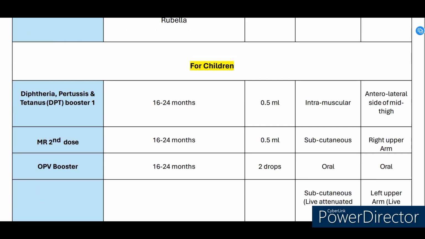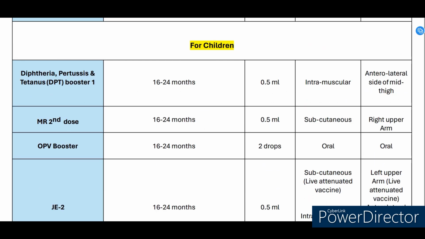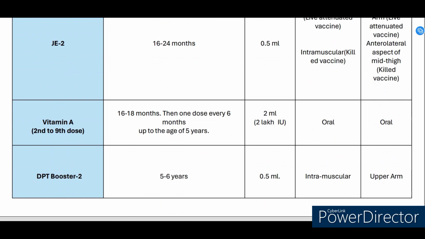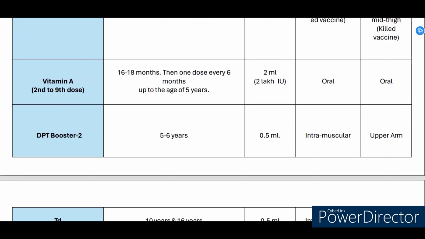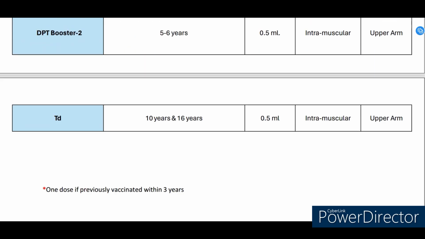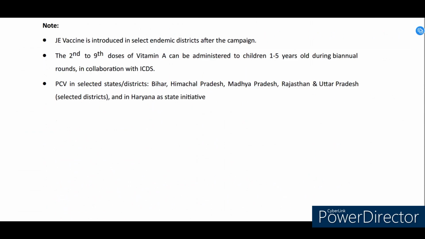And now coming to children, diphtheria, pertussis and tetanus, that is DPT booster 1, and MR, measles rubella second dose, OPV booster and Japanese encephalitis second dose. All these 4 vaccines are given at 16 to 24 months. Followed by vitamin A, second to 9th dose, that is given at 16 to 18 months. Next is DPT booster 2, given at 5 to 6 years. And TD, that is given at 10 years and 16 years.